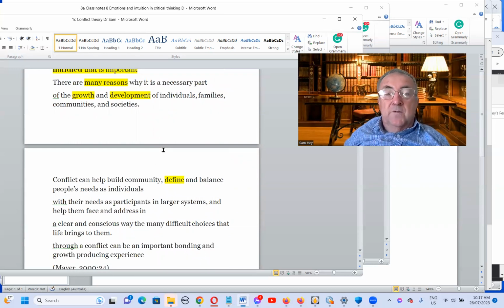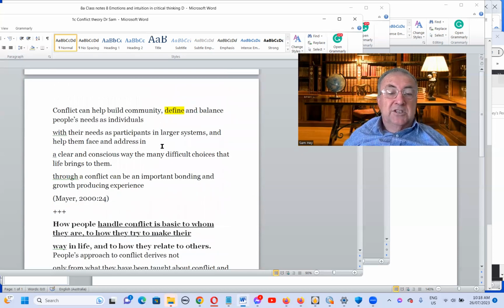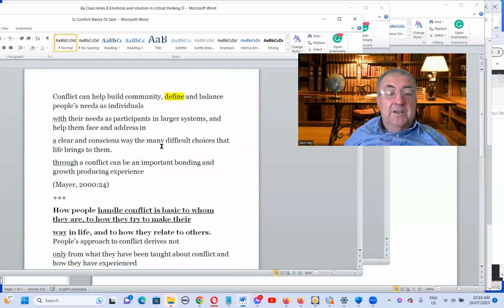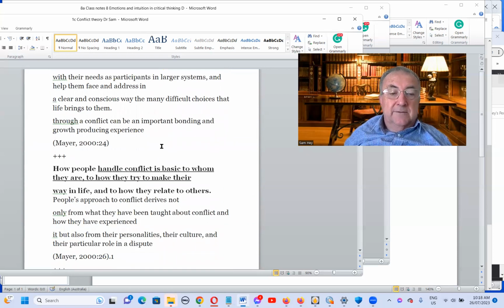There are many reasons why conflict is a necessary part of understanding each other, understanding the steps towards growth and greater understanding of the world in which we live, and developing and growing as individuals and families and communities and societies. Conflict can help to build the community, help to define and balance people's needs with the needs of others.